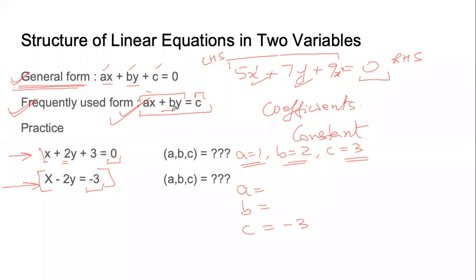In place of plus b, we have minus 2. So b is minus 2. This is also very, very clear. Now, in place of a, what do we have? 1. It is not 0. It is 1. So a equals 1, b equals minus 2, and c equals minus 3. The coefficients are 1 and minus 2. The coefficient of x is 1. The coefficient of y is minus 2. And the constant is c, which is minus 3.